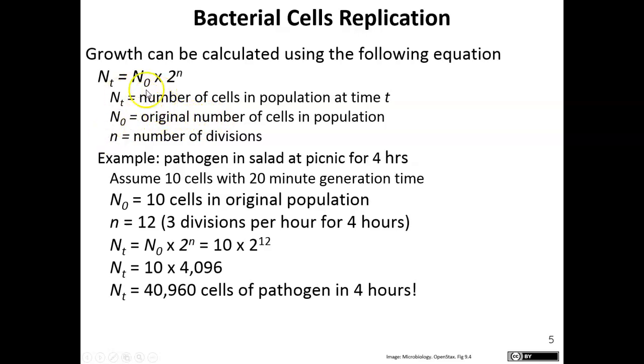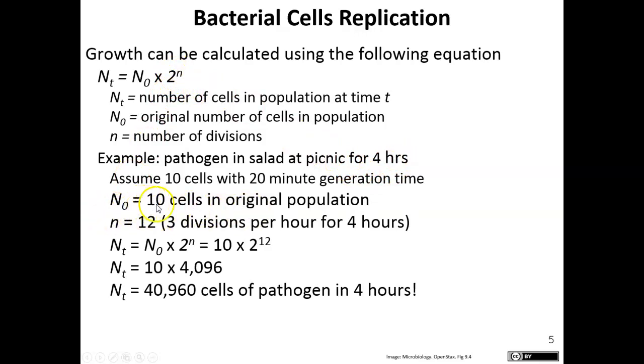And then 2 to the n, where the little n is the number of divisions. So say you have some pathogen that doubles every 20 minutes. Then in a 4-hour period, you're going to have 12 doubling times, right? You can figure that out by taking 4 hours, multiplying by 60, because that's the number of minutes, and then dividing that by the 20-minute period. That will give you 12. So 2 to the 12th.